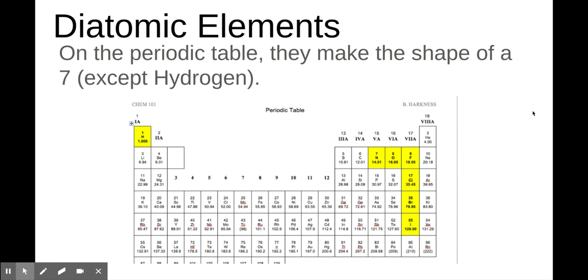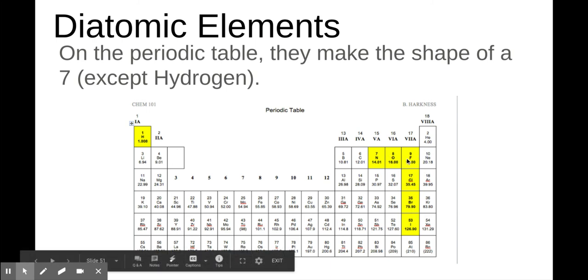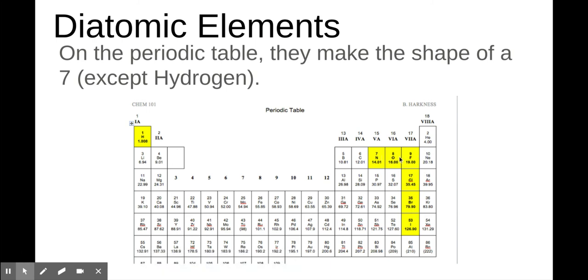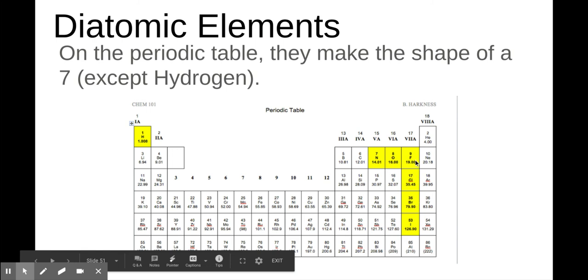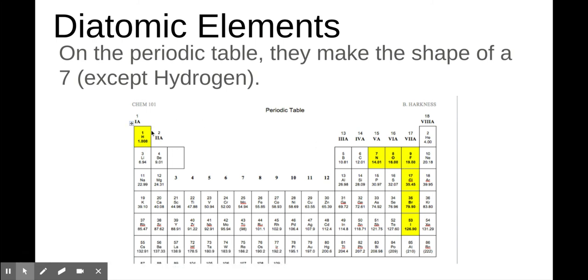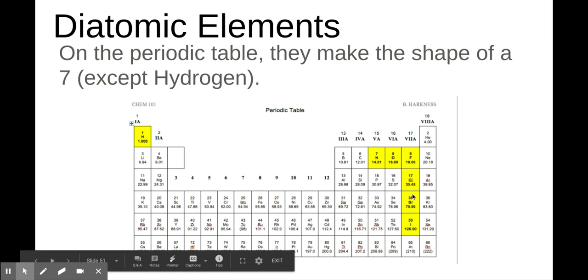First of all, if you're a visual person, you can think that these 7 elements make a 7 on the periodic table, right? Starting with nitrogen, going to fluorine, and going down to iodine. Those are the 7 diatomic elements. The only thing with that is that you also have to remember that hydrogen is also a diatomic element. So it makes a 7 on the periodic table plus hydrogen. Those are the diatomic elements.